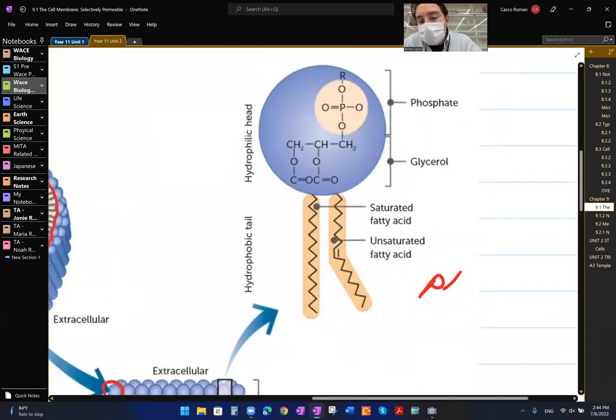This here you must memorize, all right? You need to know every single thing. Phospholipid. That is terrible handwriting. All right, phospholipid.